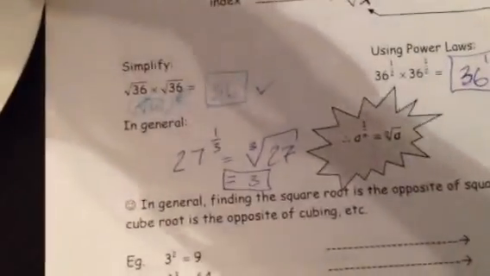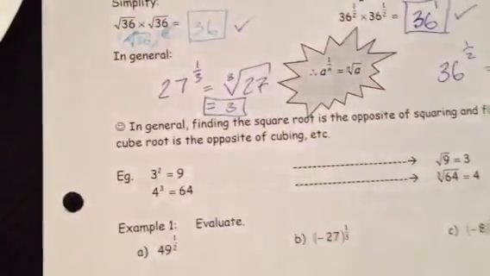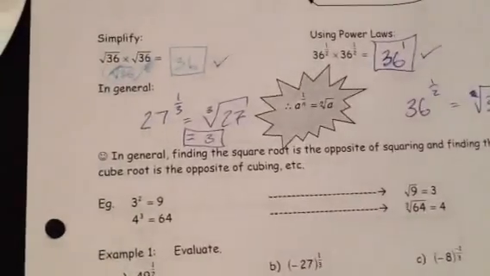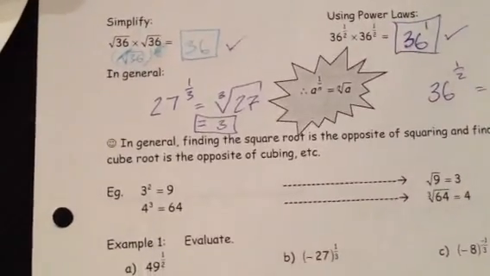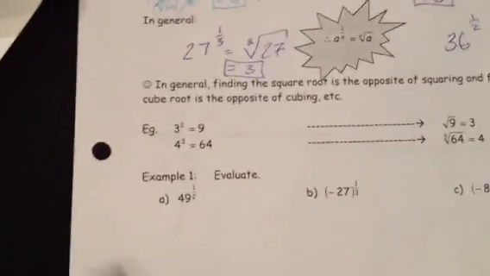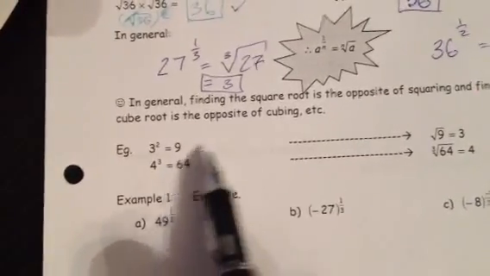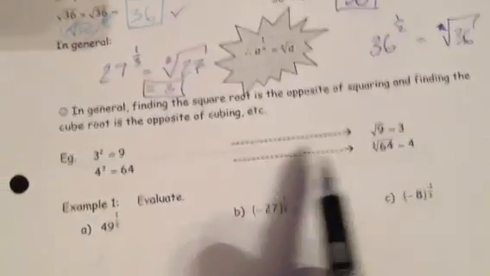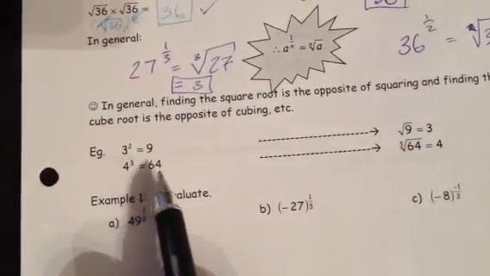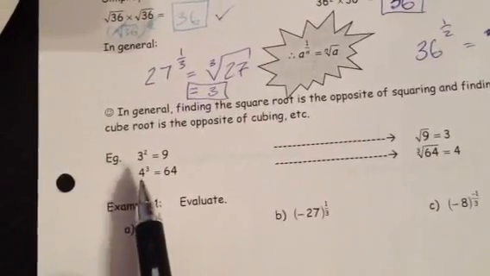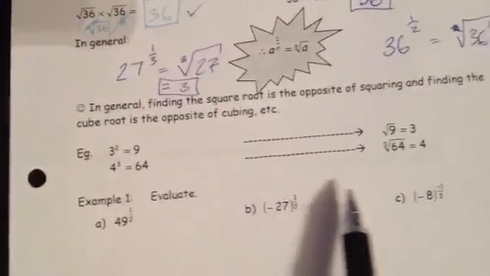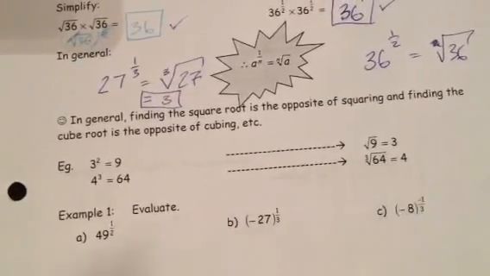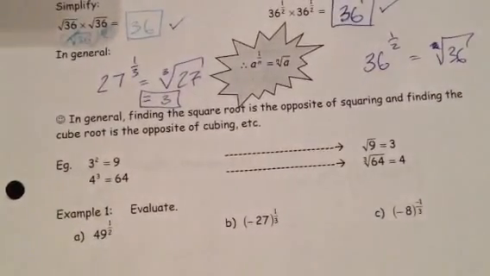And of course, we know the third root of 27 is just 3, because 3 times 3 times 3 is equal to 27. Now it says, in general, finding the square root is the opposite of squaring, and finding the cube root is the opposite of cubing, etc. So for instance, 3 squared is equal to 9. Well, the opposite operation would be the square root of 9 is equal to 3. 4 cubed is 64, because 4 times itself 3 times is 64. Going backwards though, the cube root of 64 is 4.